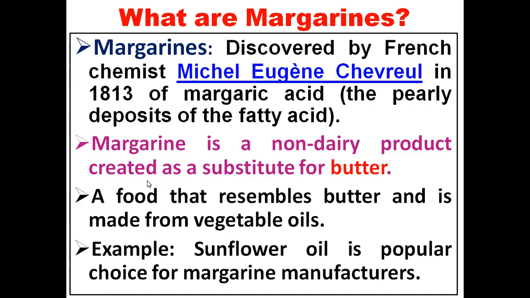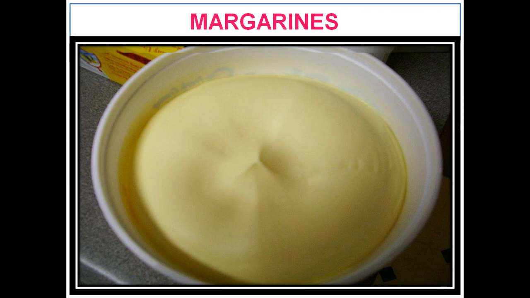So what is an example of margarine? Usually we find that sunflower oil is a popular choice for margarine manufacturers. This is the best example which we can quote. Now here is how margarine looks. This is the picture of margarine, which looks just like butter. It is not butter but just like butter.